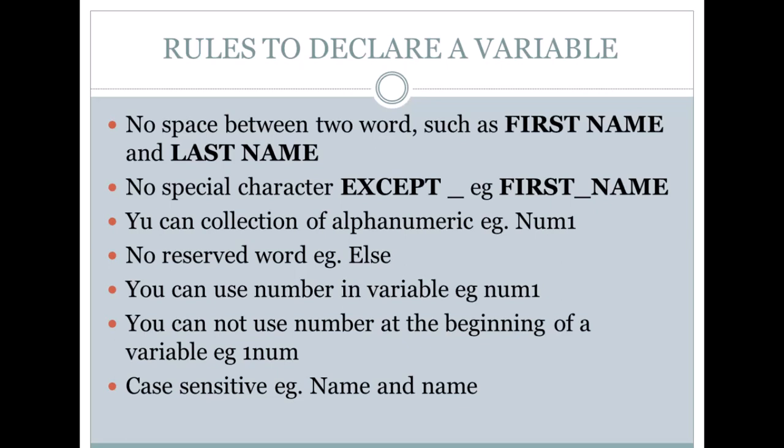Next, you can use numbers in a variable, for example number one, two, and three, like we have discussed earlier. You cannot use a number at the beginning of a variable. For example, you want to put 1num. In other programming languages you might, but in Python you cannot do that. You're going to run into an error.